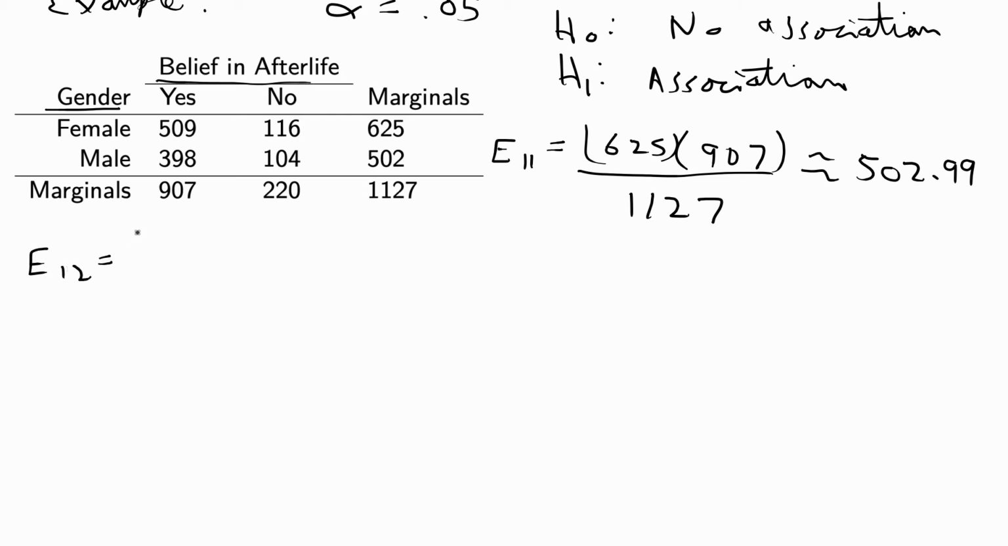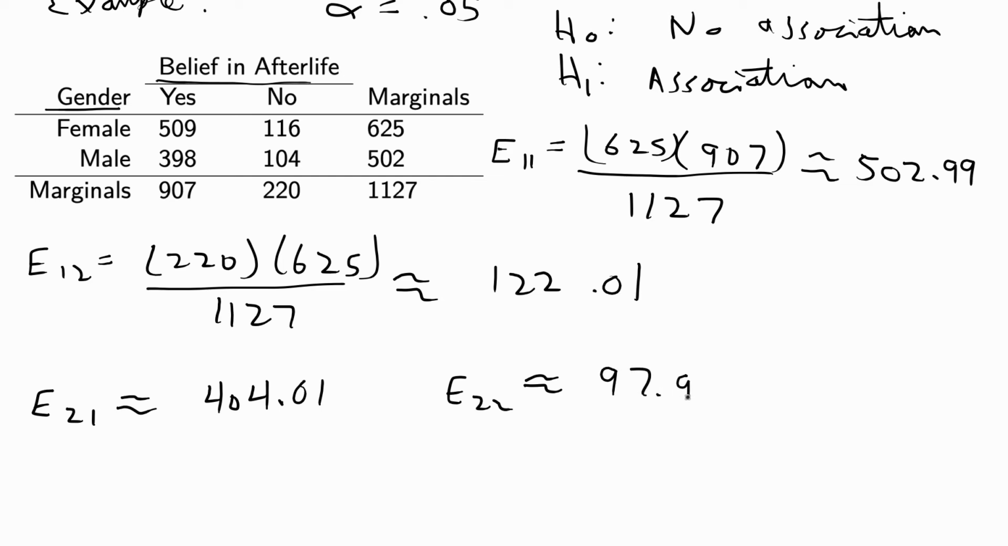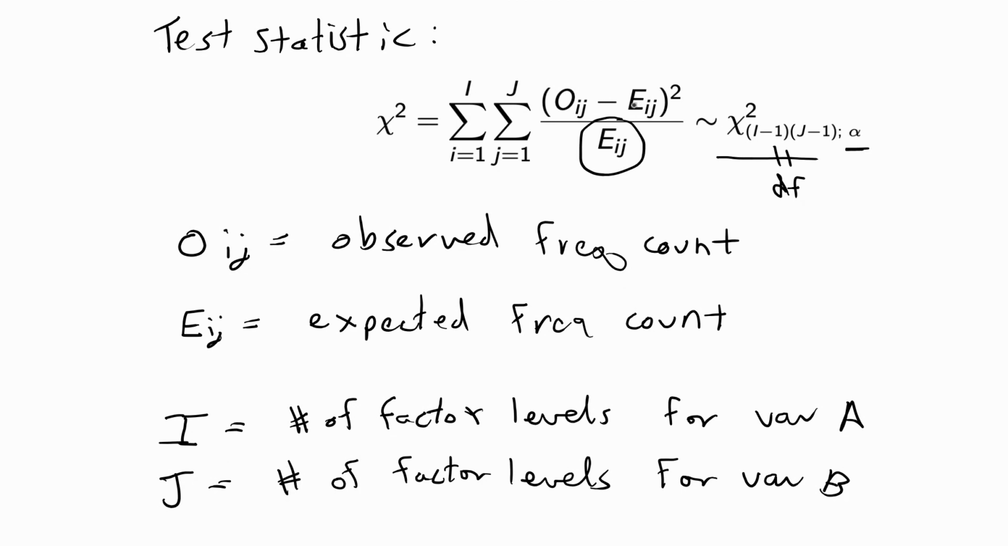So E12, that's going to be equal to 220 times 625 divided by 1127. That's approximately equal to 122.01. Then if I do the same thing for E21, that's going to be approximately equal to 404.01. And E22, which would be male no, the expected frequency count for that is going to be 97.99. So once I have calculated the 4 expected frequency counts and given my 4 observed frequency counts, I'm now ready to calculate the chi-square test statistic.